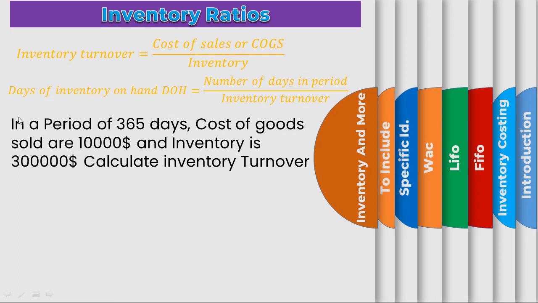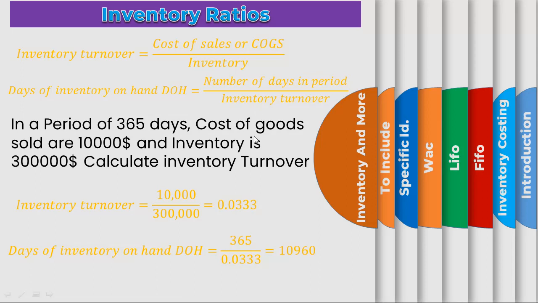Let's have a practice example. In a period of 365 days, cost of goods sold is 10,000 and inventory is 300,000. Calculate inventory turnover. Well, it's simply 10,000 divided by 300,000, and the answer is 0.033. Let's also calculate the days of inventory on hand. It's number of days in a period, 365, divided by inventory turnover equals 10,960.